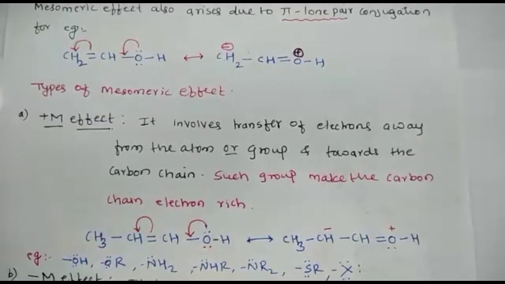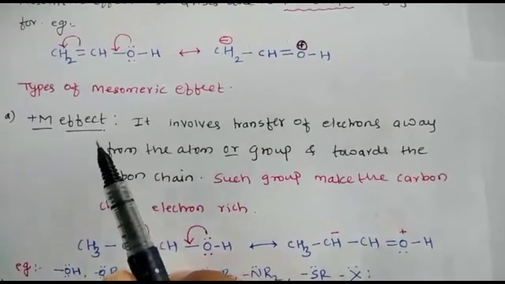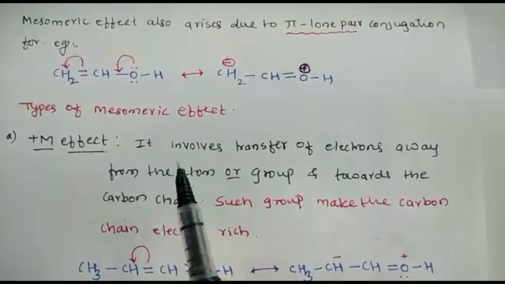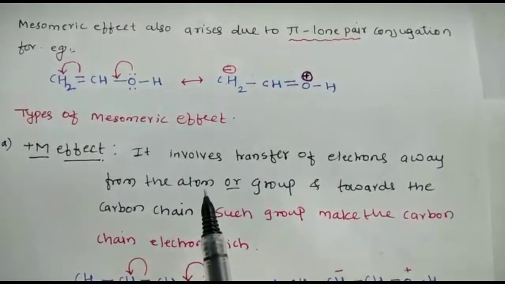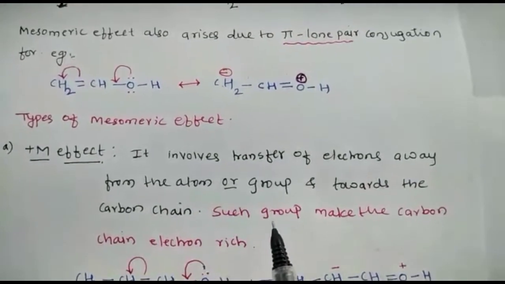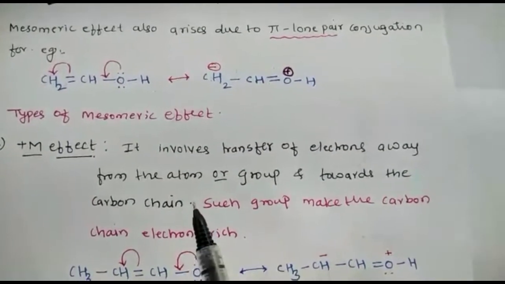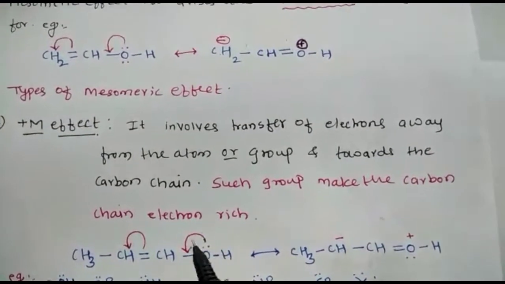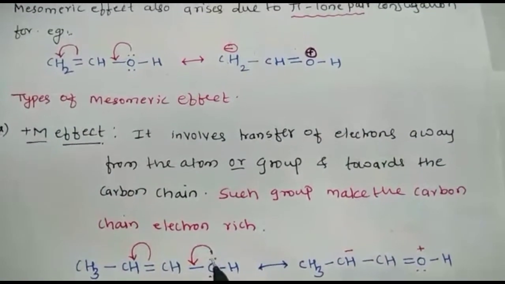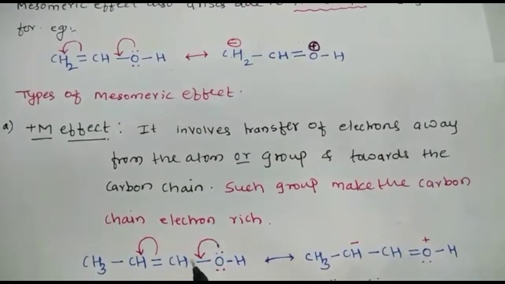There are two types of mesomeric effects. One is called the positive mesomeric effect, denoted by the plus M effect. It involves transfer of electrons away from the atom or group and towards the carbon chain. Such groups make the carbon chain electron rich. In this plus M effect, if an electron donating group is attached to the carbon chain, it gives its lone pair of electrons to the chain. Such effects are called positive mesomeric effects.